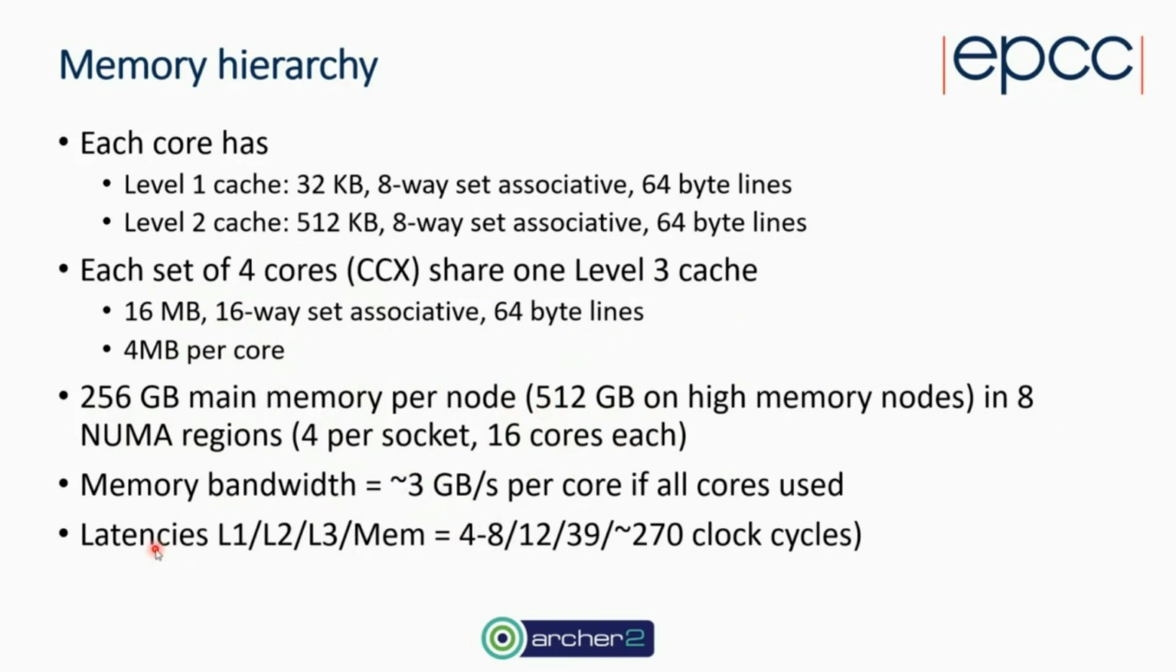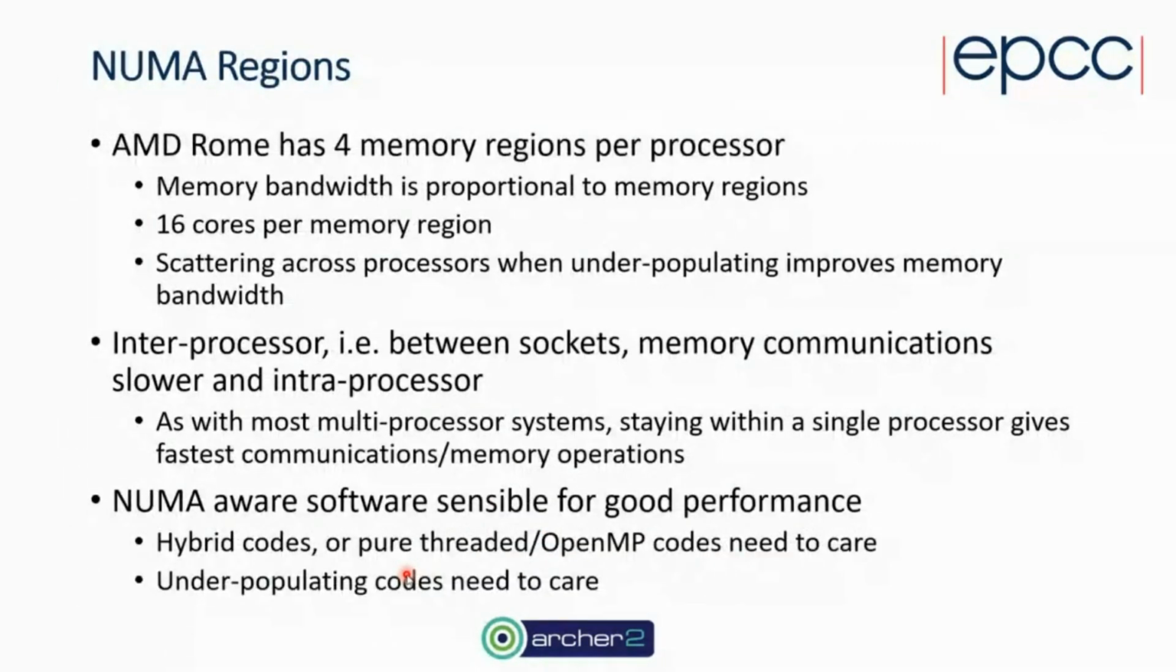And if you're interested, the latencies on the L1, L2, L3 caches and main memory for this processor are: it takes you around 270 clock cycles to load data in from main memory. If your data is in L3, it will take you about 40 clock cycles. If your data is in L2, it will take you about 12 clock cycles. And if your data is in L1 cache, it will take you about 4 to 8 clock cycles. So you can see the relative performance benefits of being able to stay within these different cache hierarchies.